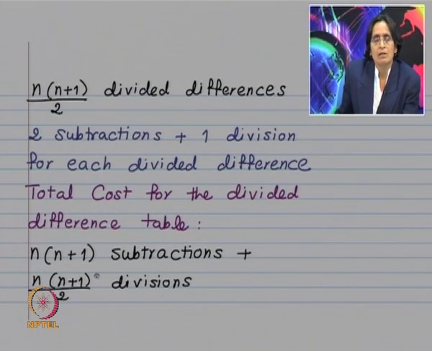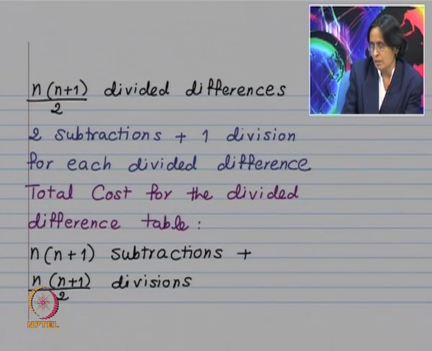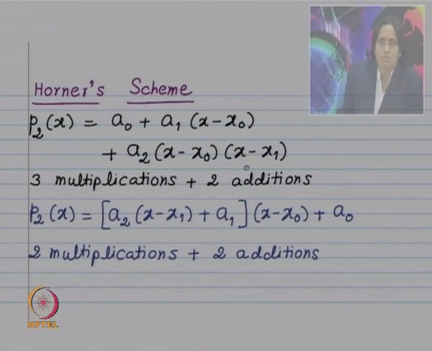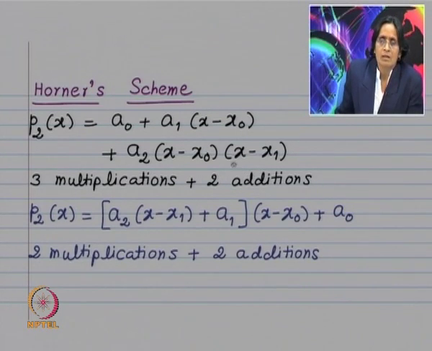Now, once we have calculated the divided differences, we have got the coefficients a0, a1, up to an, and now let us look at the number of computations for evaluating our interpolating polynomial. So, let me first look at a polynomial of degree 2. P2(x) is a0 plus a1 (x minus x0) plus a2 (x minus x0)(x minus x1). Let us ignore these subtractions, x minus x0, x minus x1, and assume that they are already done. So, here if we directly do it, there will be 1 multiplication here, 2 multiplications here. So, 3 multiplications plus 2 additions.